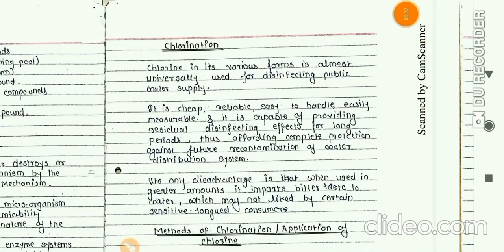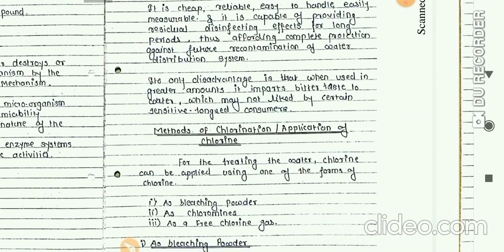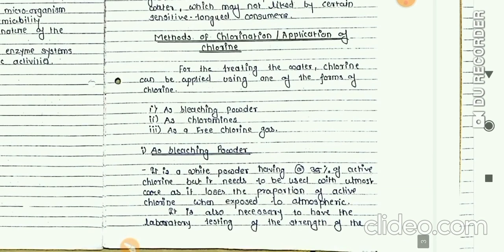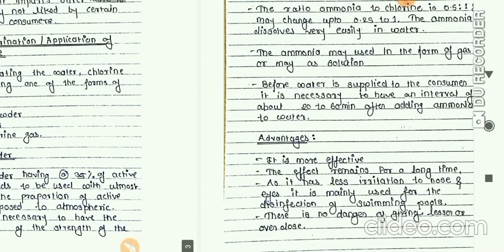Chlorination is one of the methods of disinfection. Normally chlorine can be used as a disinfectant. In public water supplies we commonly use chlorine. In that, bleaching powder can be used, or chloramine can be used, or free chlorine gas also can be used. There are 3 methods of chlorination. First is the bleaching powder. Bleaching powder contains 35% of active chlorine, so it can be used to kill the bacteria.